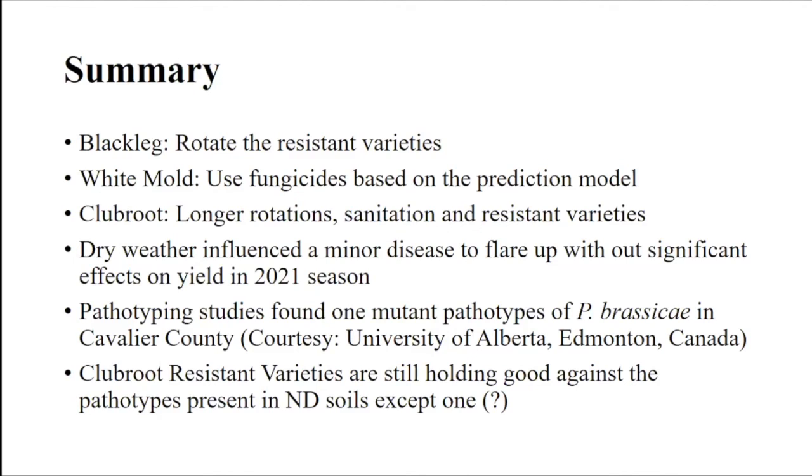For clubroot, integrated efforts are needed: longer rotations, sanitation, and resistant varieties. Dry weather influenced a minor disease to flare up without significant effects on yield in the 2021 season, which is powdery mildew, as I just showed. Pathotypes have been found, but for the one mutant pathotype, we have to do a lot more research. Clubroot resistant varieties are still holding good against the pathotypes present in North Dakota, but for one, we have to confirm it.